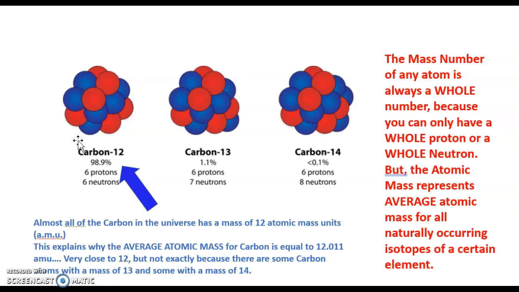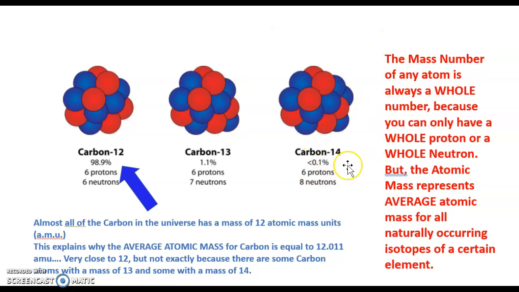Notice here we're just looking at the nucleus. We're ignoring the energy levels. Not to say they're not important, but when we're talking about isotopes, we're really focusing on the nucleus, and that's where the difference is. And carbon-13 has 6 protons and 7 neutrons. And then carbon-14 has 6 protons and 8 neutrons.